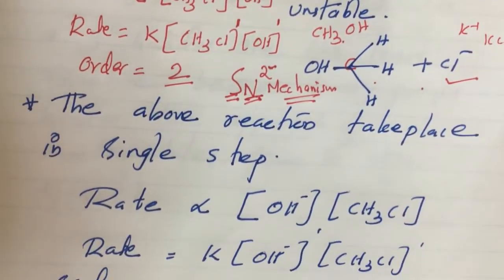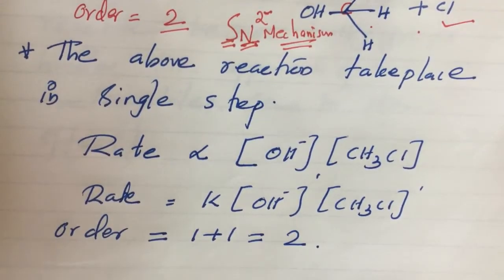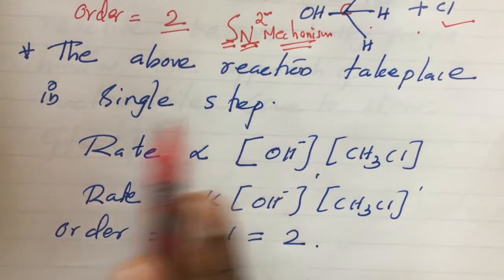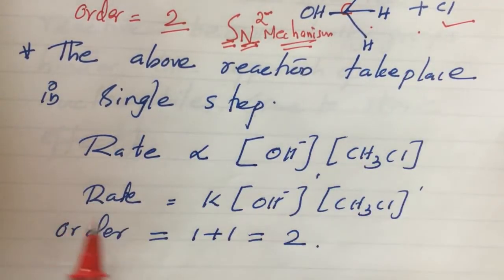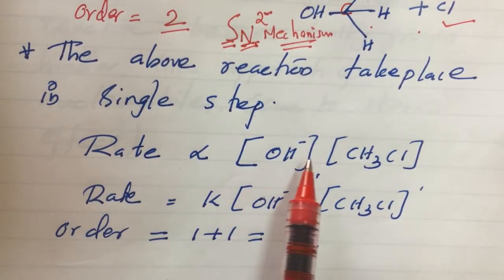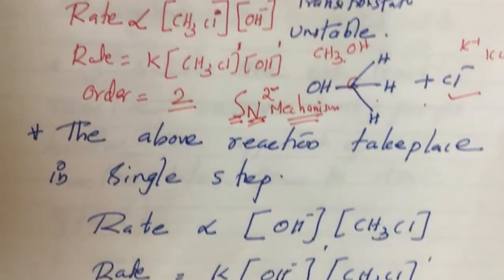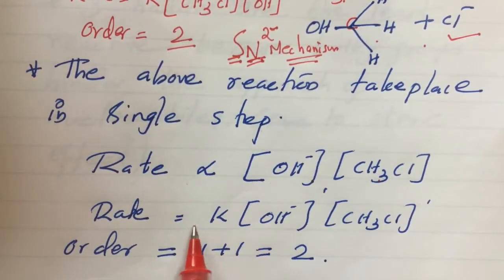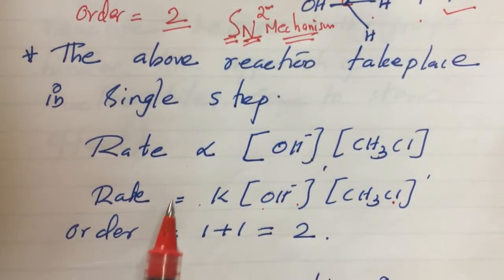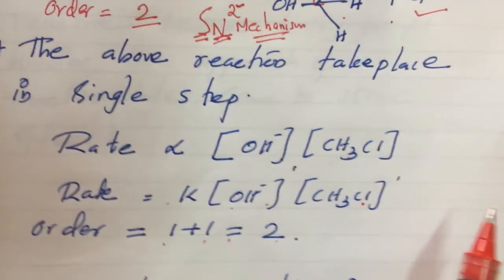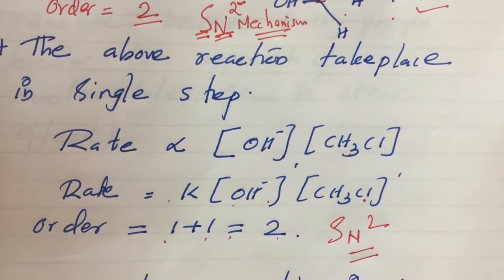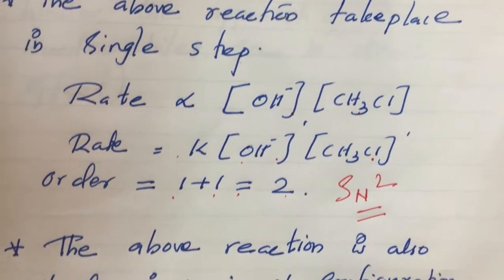I already mentioned this, just to read it once more. The above reaction takes place in a single step, from the starting material to the product. So rate is directly proportional to OH minus and CH3Cl. Rate is equal to K times OH minus times CH3Cl, and order is equal to 1 plus 1, which is 2. So it is called SN2, nucleophilic substitution bimolecular mechanism.